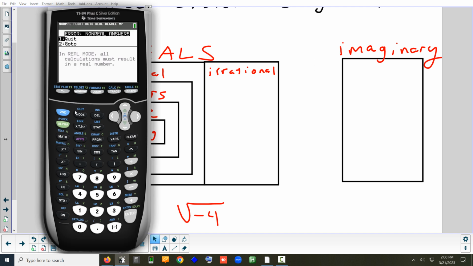So if I press mode, and then I change the mode on the calculator, what I'm basically doing now is I just taught the calculator Algebra 2. So now it's not going to say that it can't do the square root of -4. It's going to know how to do it, and it's going to call it 2i.